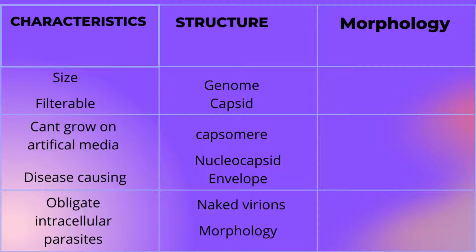Structure. In structure portion, we discuss genome, capsid, capsomere, nucleocapsid, enveloped, naked, morphology. Here you can see a sequence is present, genome. The inside DNA or RNA is called genome. The outermost covering is called capsid. The subunit of capsid is called capsomere. The genome and capsid is called nucleocapsid. Covering outside the nucleocapsid is called envelope. And the viruses without envelope are called naked virion. And at the end, morphology.